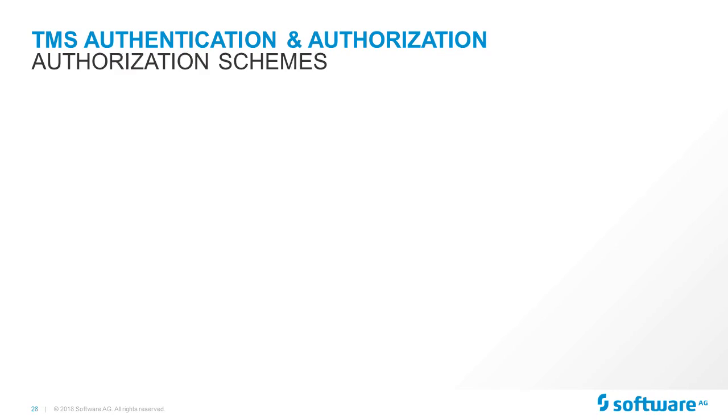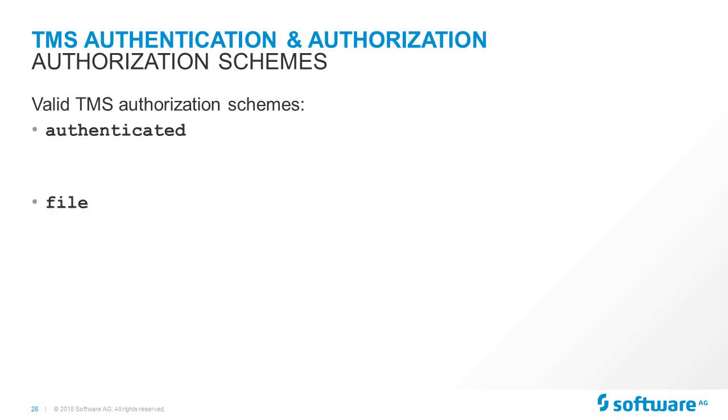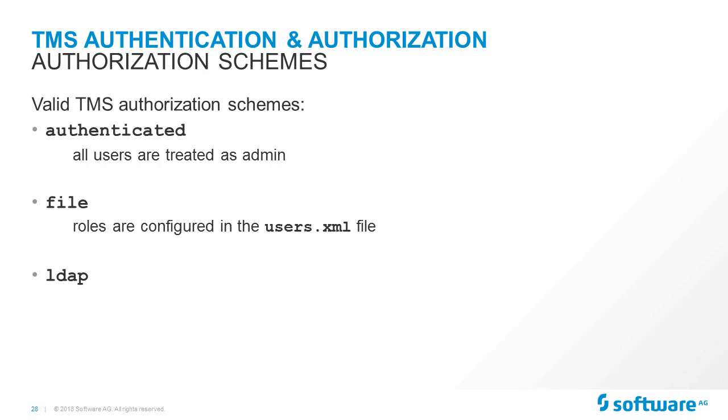For the authorization schemes, there are three different valid authorization schemes: Authenticated, File, and LDAP. For Authenticated, all users are treated as admin. For File, there's information in the users.xml file as to which roles the user is in, and they need to be in the admin role. And again, for LDAP, those roles are configured in an LDAP server, perhaps via LDAP groups.